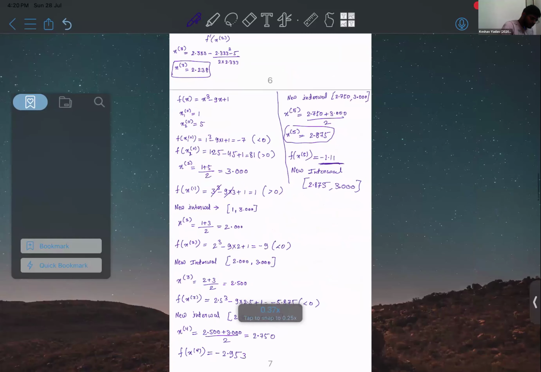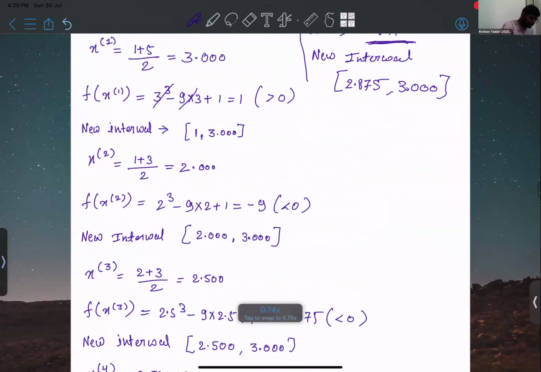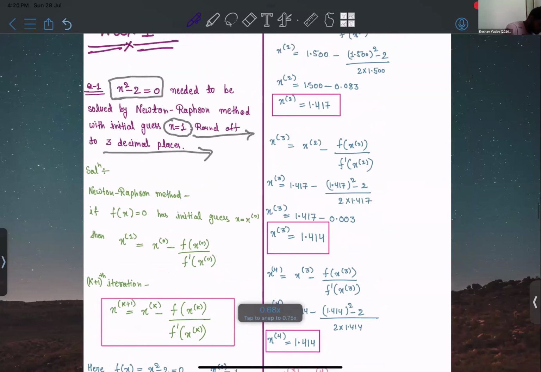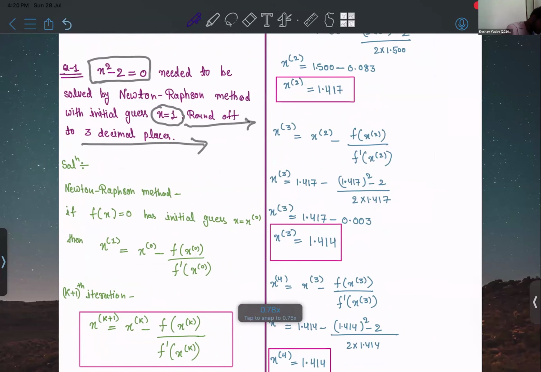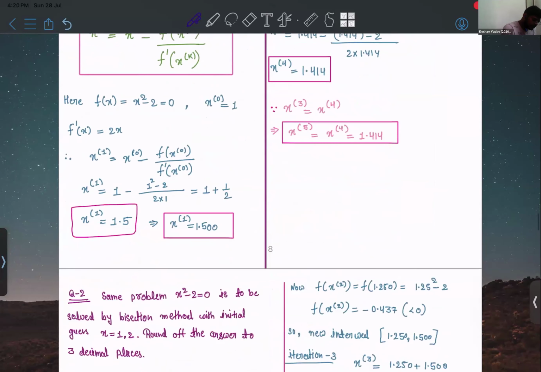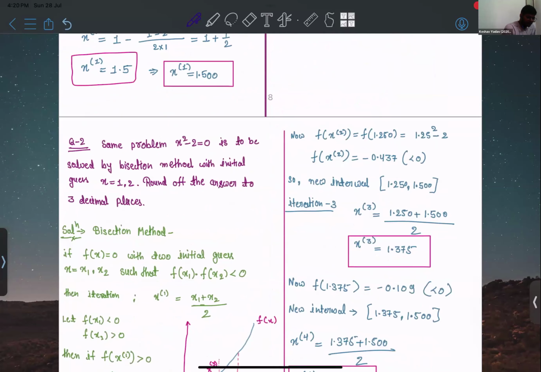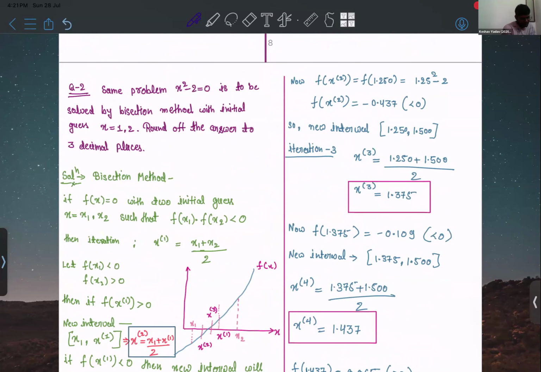So these 4 problems we wish to solve. First problem was x square minus 1. We want to solve by Newton-Raphson method. That we have covered. Then the same problem we have solved by using bisection method. The initial guess was 1 and 2. In all 4 problems, we have solved this up to 3 decimal places.